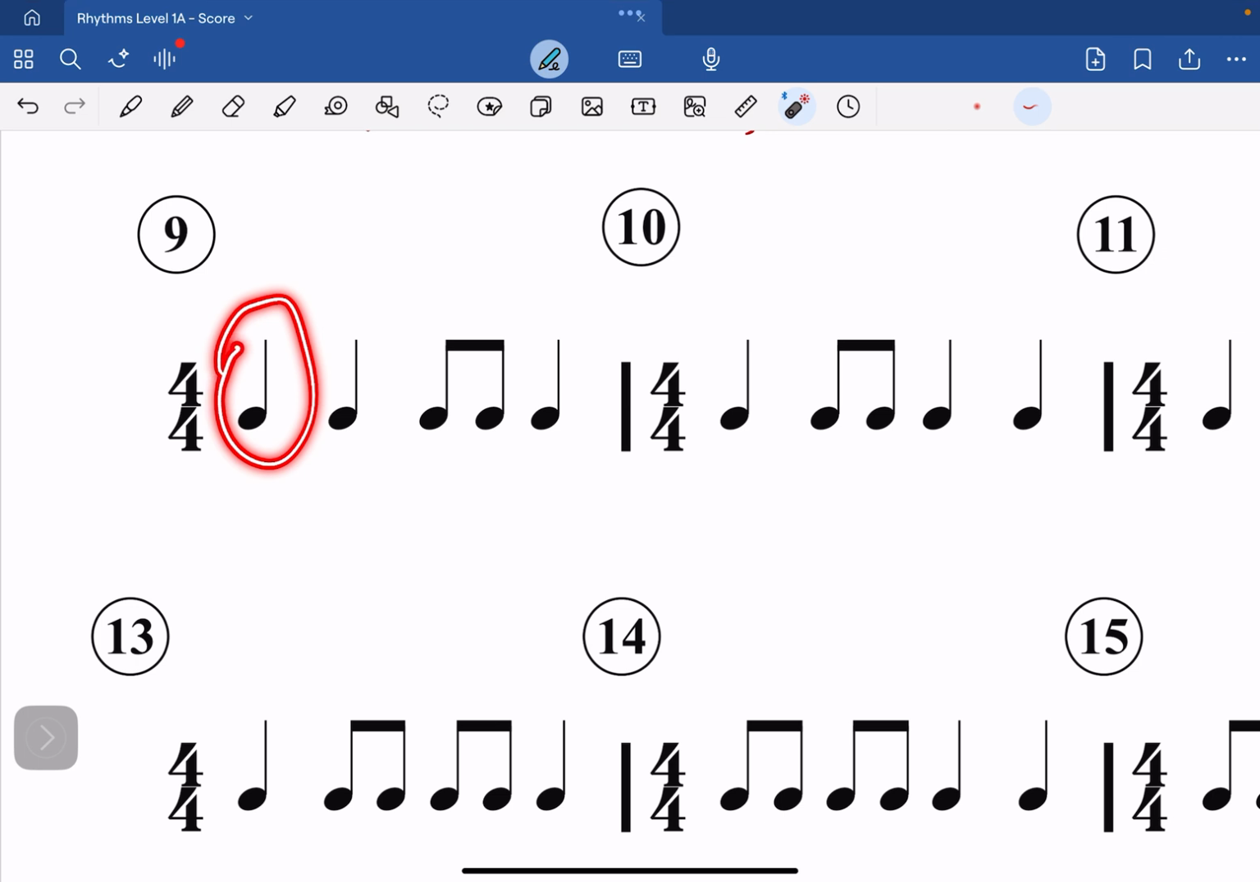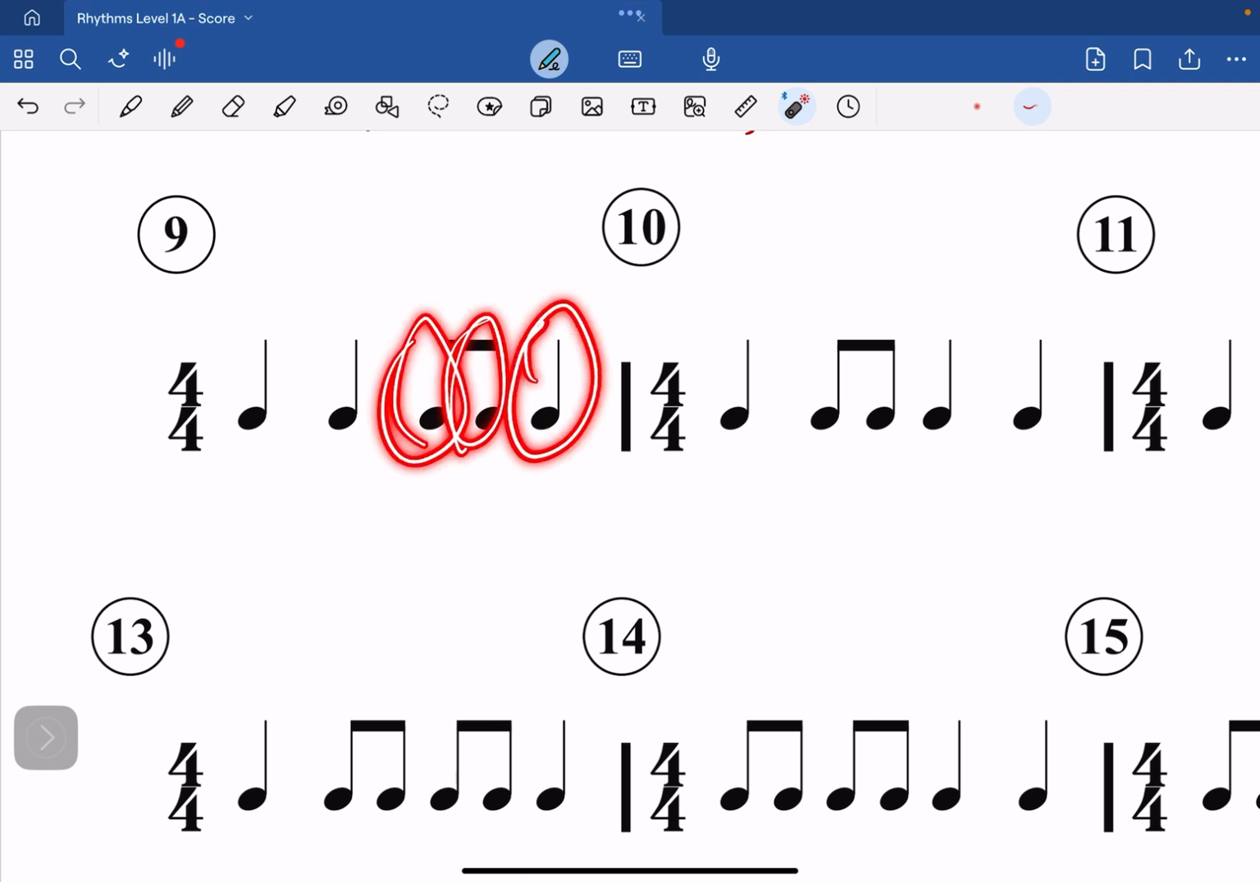So this first rhythm is called a quarter note, and a quarter note gets 1 beat of music. What about this rhythm? It's also a quarter note, and I'm going to skip this rhythm for a second. It's actually 2 different rhythms. We're going to go to this one because this last one here is also a quarter note.